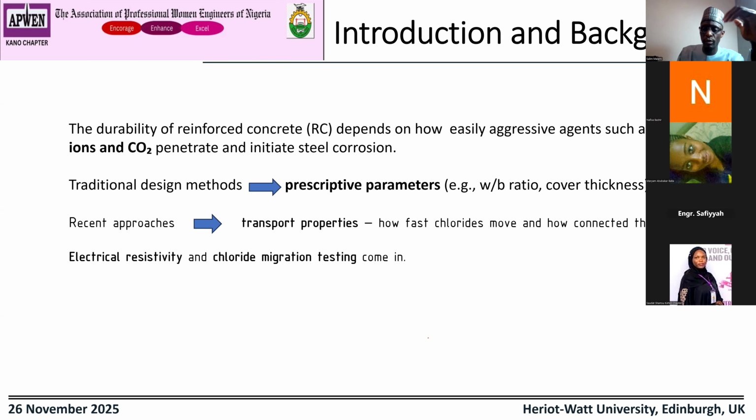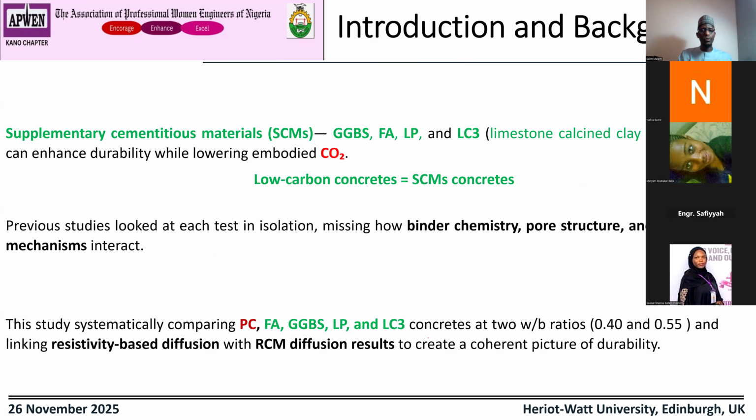So we design the concrete based on this, that is the penetrability of these agents. Electrical resistivity and chloride migration come in because the agents have to pass through the concrete, through the porosity. When the porosity of the concrete is not well connected, it has high tortuosity, and the corrosion agent cannot pass through it. So this is how electrical resistivity and chloride migration come in. We also have supplementary cementitious materials, which are like waste products. There is GGBS.